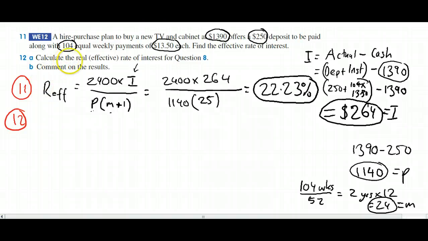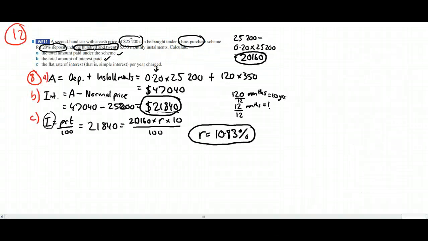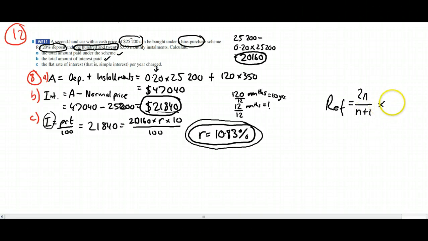Okay, in question 12, we've got to calculate the real effective interest rate for question 8. So we're going to have to go back and look at question 8 and comment on the results of that. Here's all the info from question 8, and we need to calculate the real or effective interest rate. Because we've got the flat interest rate here, we can use a simpler equation to work out the effective interest rate, and that is 2n over n plus 1 times the flat interest rate.